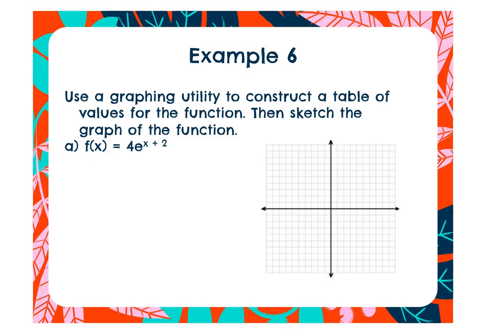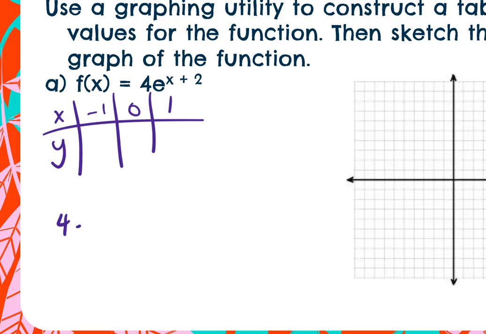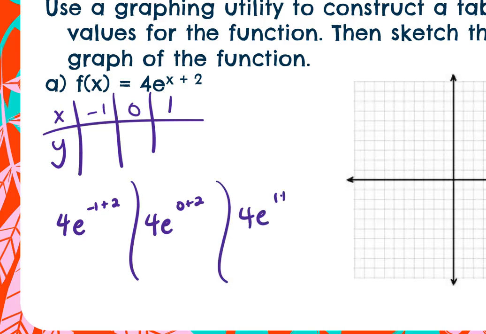With a calculator, I will just plug in points. So I'm going to set up a table, -1, 0, 1. We're going to plug in points, and then graph it with the graphing utility to check it at the end. The first one I'm going to do is 4e to the -1 plus 2. Then 4e to the 0 plus 2, and then 4e to the 1 plus 2. So this is 4e to the first, 4e to the second, and 4e to the third.